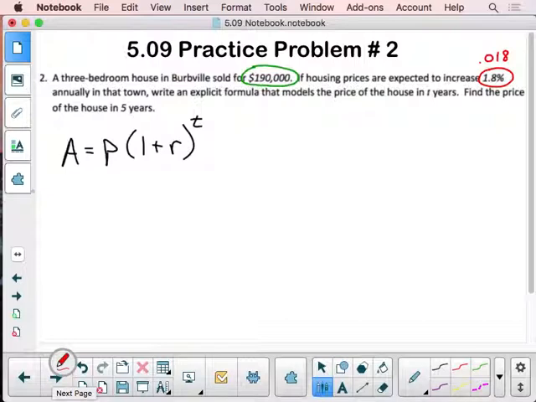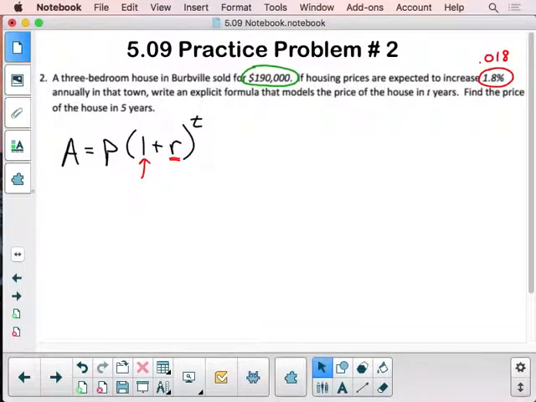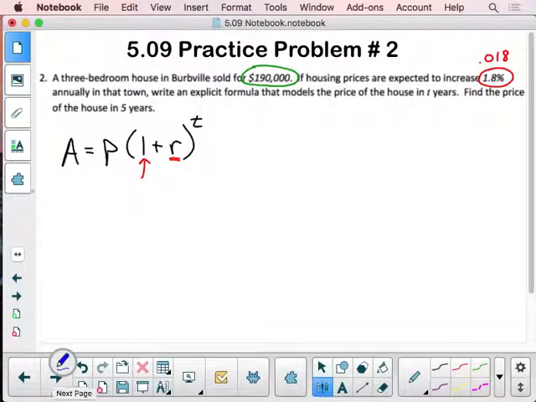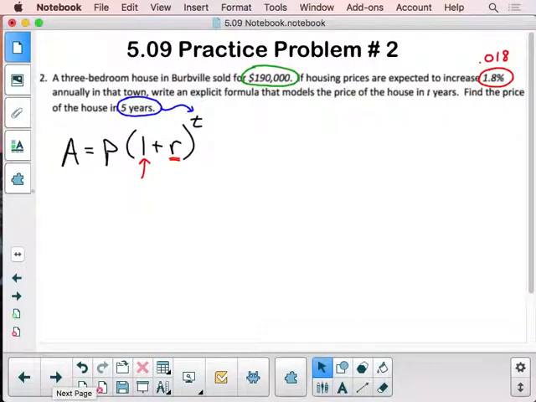But don't forget that you will be adding 1 to that, so 1.018, and that after you write your initial function, so there's 2 parts to this. After you write your initial function, then you have to use that function, and the time that you're going to utilize is going to be 5. So it's a 2-part question. Make sure you do both of those portions prior to moving on.